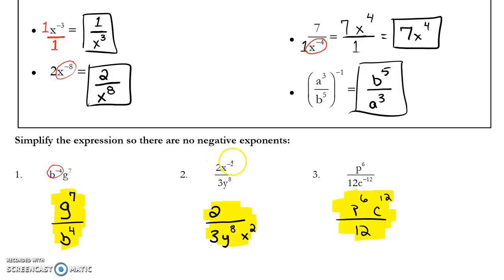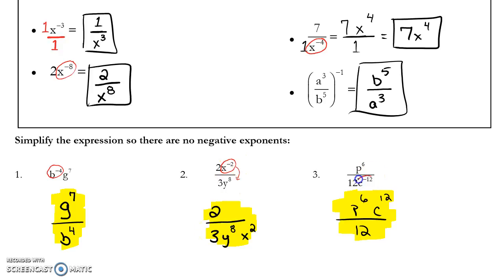In number 2, the only negative exponent is x to the negative second. That gets moved to my denominator. The 2 stays. The 3 stays. Y to the 8th stays. None of those had negative exponents. Just move x to the second down. The exponent becomes positive because I switched from numerator to denominator.